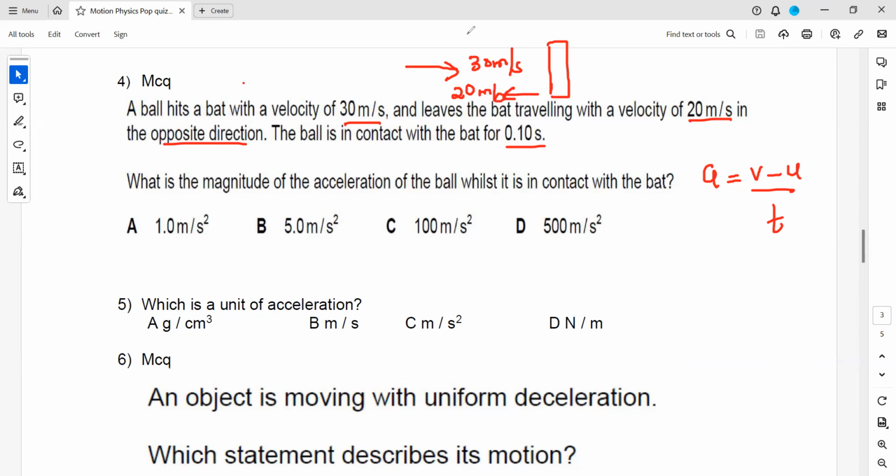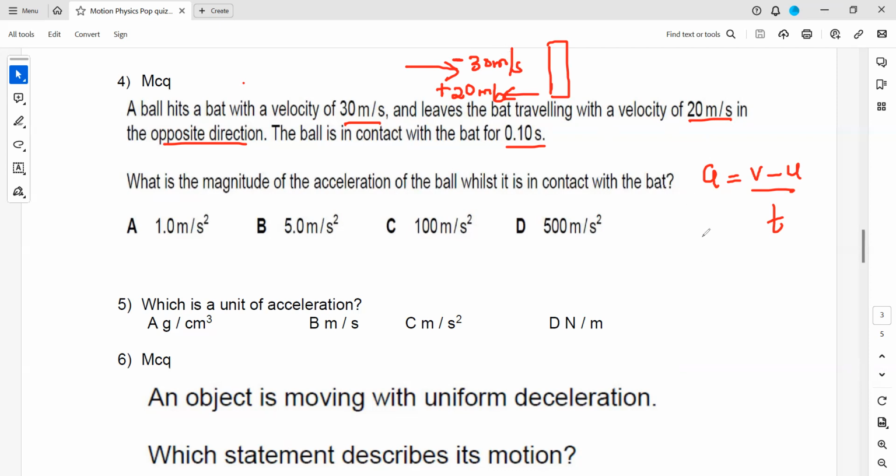Because the direction changes, how do we represent a change in direction in physics? We represent it by using the sign. If you take one of them as positive, the other one you should take as negative. For example, if I take the initial as negative, the final one I will take as positive. Or you can do it the other way around: take initial as positive, so final will be negative. Because they are in opposite directions, we have to take one positive and the other negative.